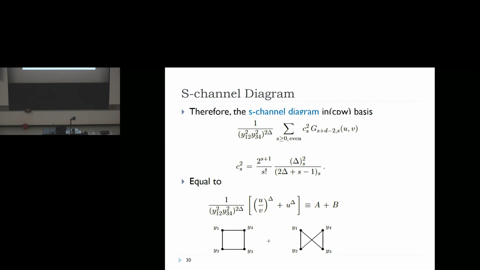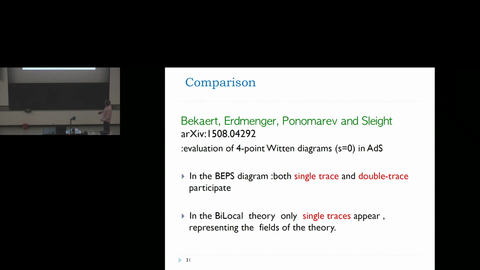And in another basis, we proved an identity, and there are many other identities you can prove that way. But now I can just finish by comparison with that work which I mentioned by Beckhardt, Erdmanger, Ponomarev, and Slate. They have done, as I mentioned, the same calculation in AdS, and the structure, when we compare, is obviously very, very close. There is maybe just a small difference when we look at where the contribution came from.